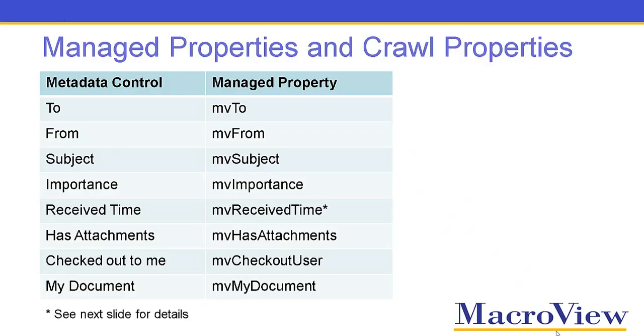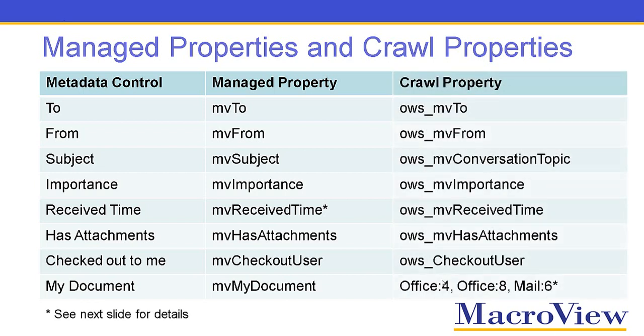Well, this table, which is also available in the MacroView Help Center, shows us the corresponding managed properties for each of the controls in our MacroView search panels. It also shows the corresponding crawl properties that we need to map to in order to define those managed properties. We've already defined a managed property called MV2 using the crawl property OWS MV2.